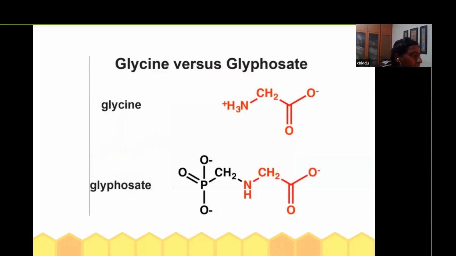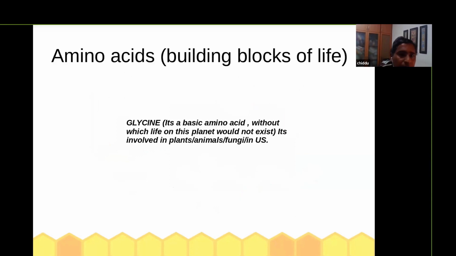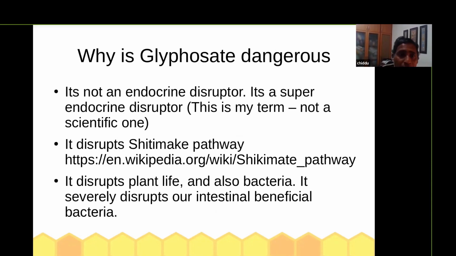If you can see, the three hydrogen atoms, NH2, are tied to a chemical with phosphorus and a bigger chain. So again, as I said, glycine is a basic amino acid without which life on this planet, as we know it, would not exist. It's involved in plants, animals, fungi, etc., and in us, human beings.